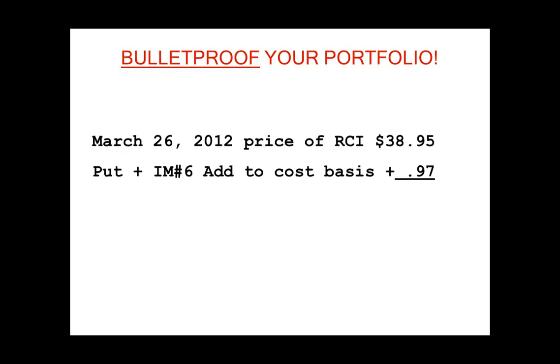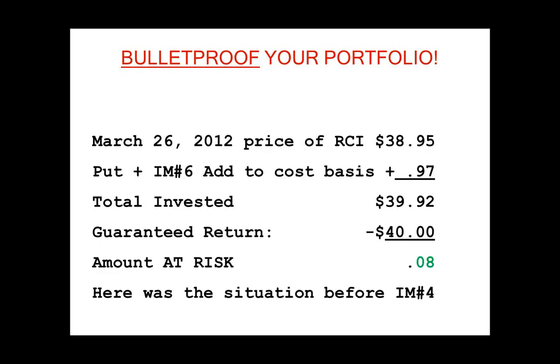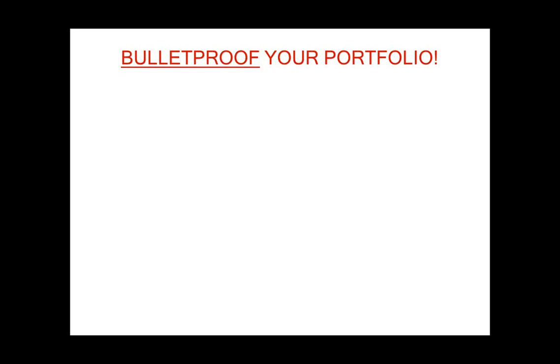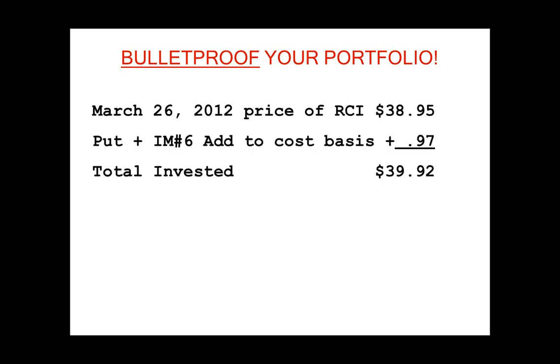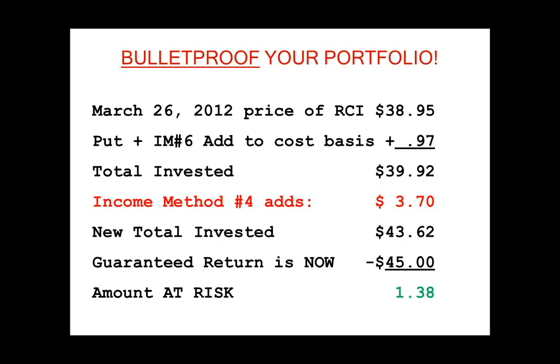Well, let's go ahead and add it. Okay, we've got the $38.95 for the stock, the 97 cents for the original put. Okay. Invested is $39.92. We've got a guaranteed return of 8 cents. Not so cool. Okay, but if we do all those same things and we add our $370, okay, now our new total invested amount is $43.62, but it's not a $40 put anymore. It's a $50 put. I like the $50 put because that guarantees me $1.38 back. Better?